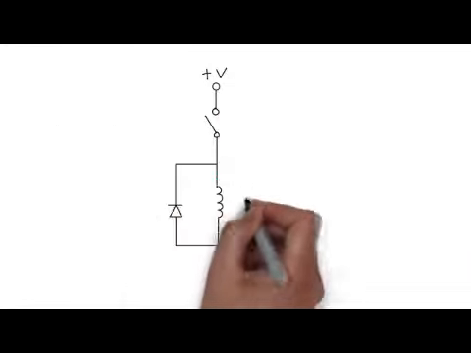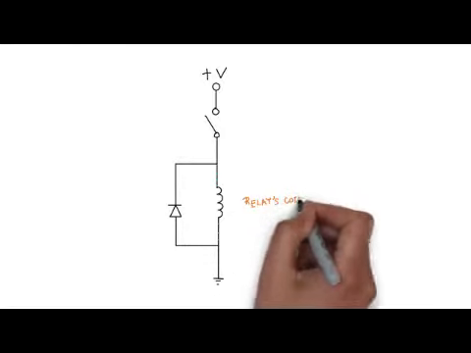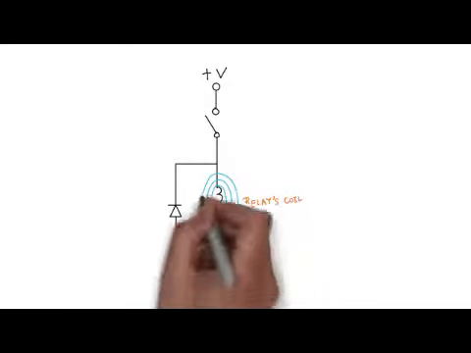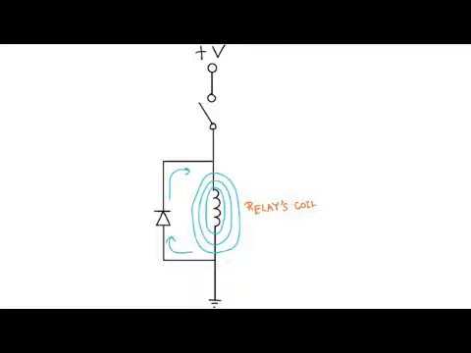Signal diodes such as the 1N4148 often find themselves used with inductors or relays to protect surrounding circuits from voltage spikes that can occur when the power to the inductor suddenly shuts off.